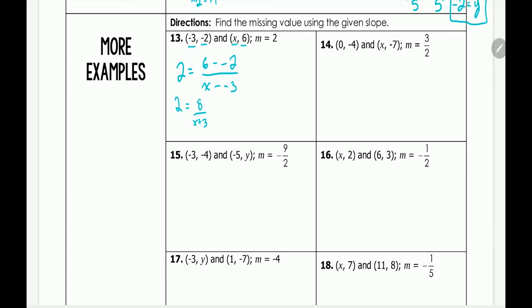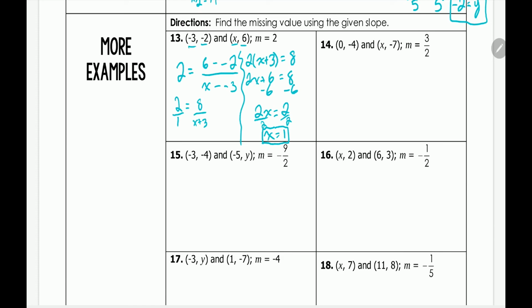We know that's equal to 2. Let's change the 2 into a fraction, so 2 over 1, and cross multiply. So we have 2 times x plus 3 is equal to 1 times 8, which is 8. Distribute, so we have 2x plus 6 is equal to 8. We're going to subtract 6 on both sides. That gives us 2x is equal to 8 minus 6, which is 2. We're going to divide by 2 on both sides, and that gives us x is equal to 1. That's our answer for number 13.